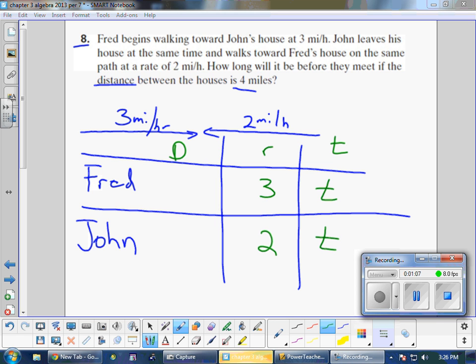Okay, now you've got to get the clue from the problem. It says, how long will it be before they meet if the distance between them is 4 miles? Well, Fred has a distance that he walks because he's walking 3 miles per hour, and that's 3 times t. Distance equals rate times time. And John has a distance he travels because he's going 2 miles per hour.